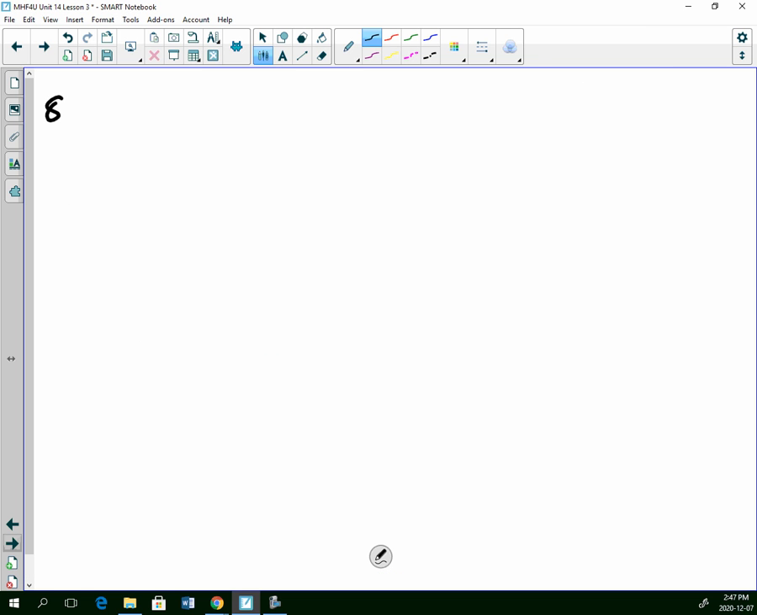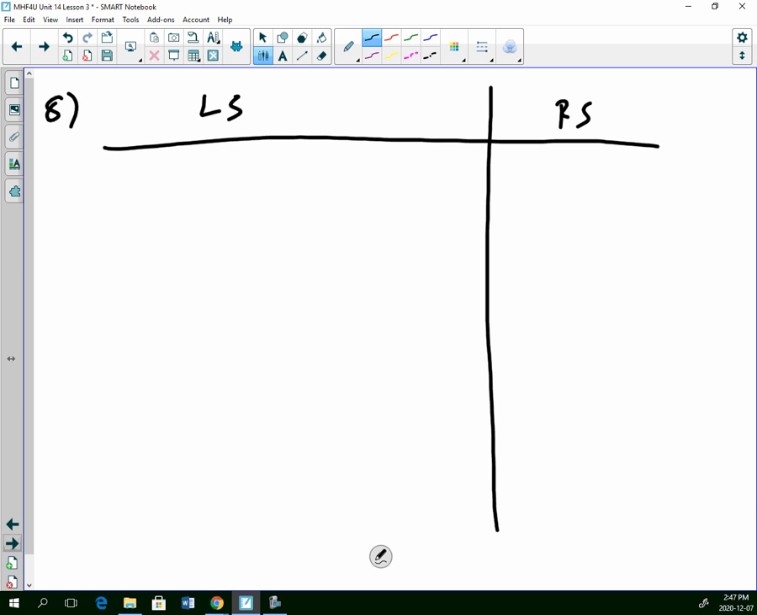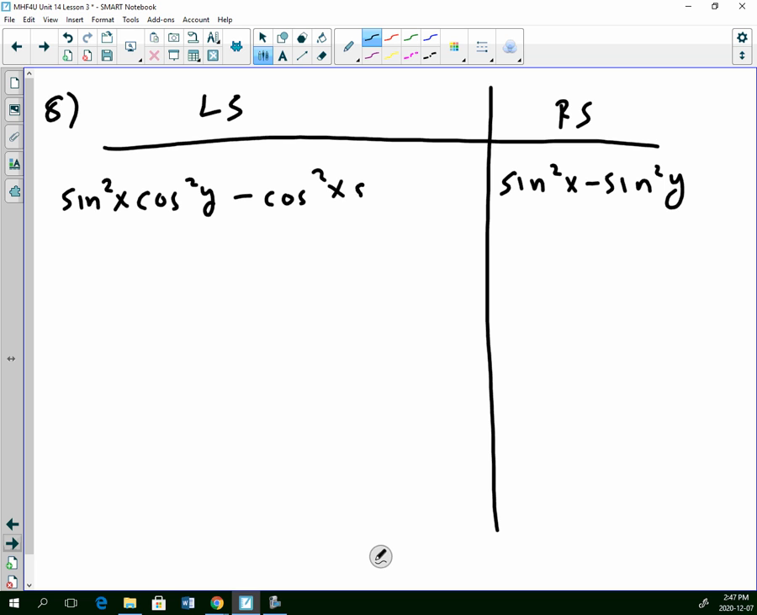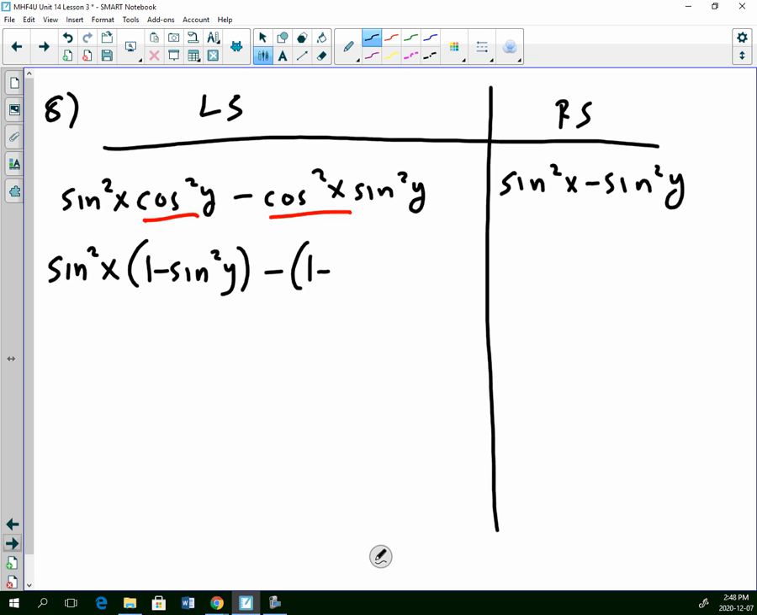Okay, and then the last one, 8. On the right side, we have sine squared x minus sine squared y. And then on the left side, we have sine squared x cos squared y minus cos squared x sine squared y. So it's already in sine and cosine. When I look on the right, there is only sine. And when I look on the left, we have these cosines. So I'm going to replace those, because I don't want cosine. So I'm going to replace cos squared y with 1 minus sine squared y. And I'm going to replace cos squared x with 1 minus sine squared x.